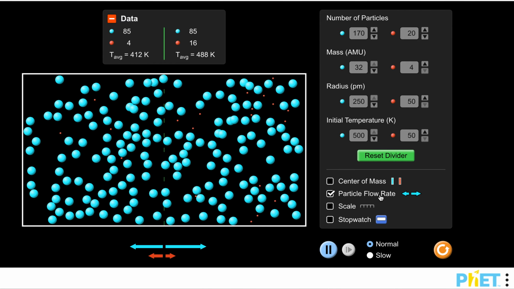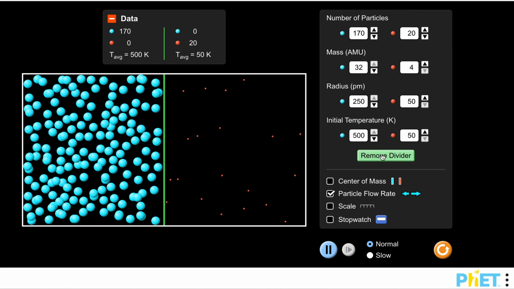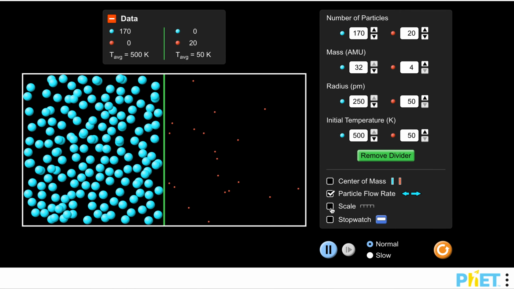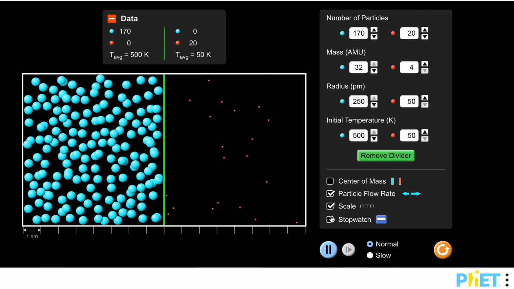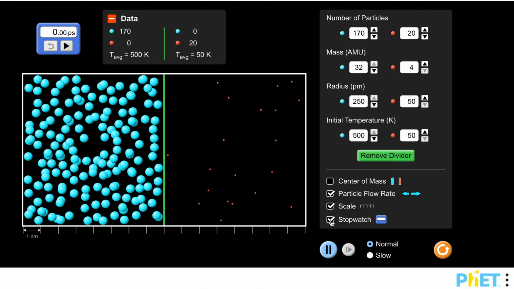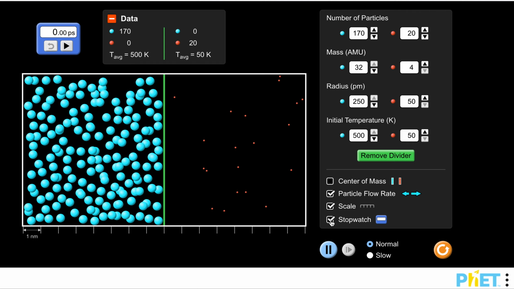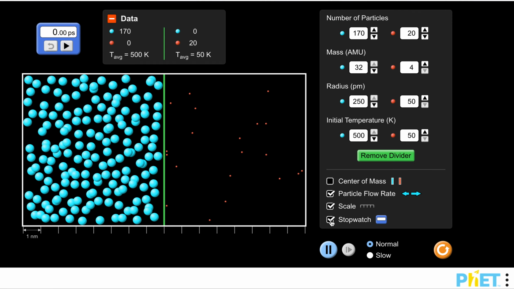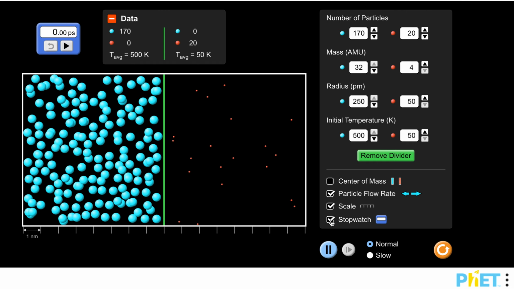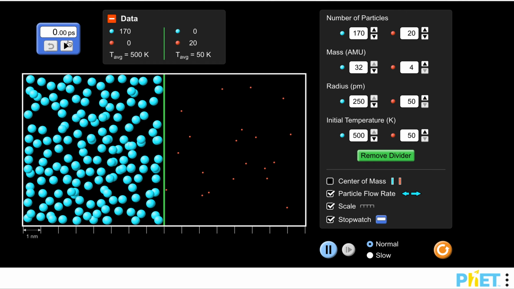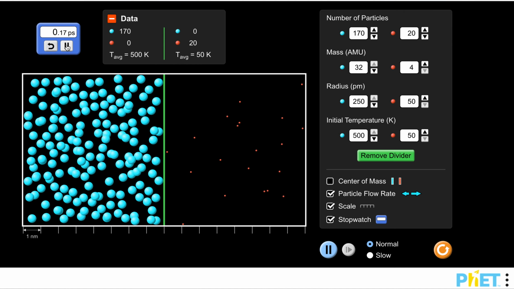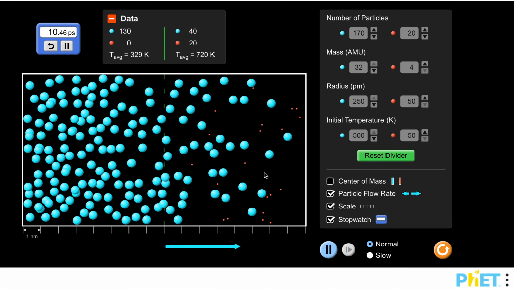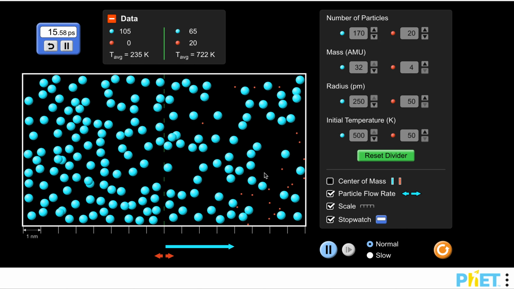You can do particle flow rate. I'm not going to play around with all of this stuff, but if you decide to have it show you any of these things, you can have a scale on there to measure things. You can have a stopwatch, see how long something takes. So if you want to test one thing and then say, I wonder if it happens faster if I do this, or slower if I do this, you can run a little experiment. You can say, all right, I'm going to start my stopwatch, remove the divider, and see how long it takes for whatever to happen.